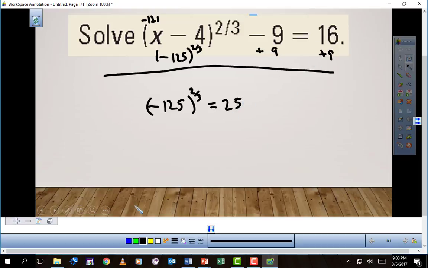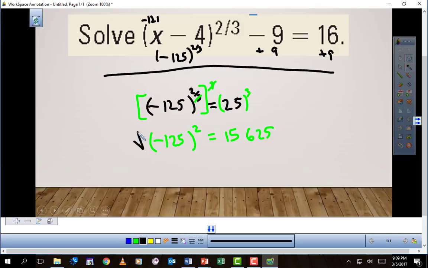And then remember what we're going to do here. We're going to have to cube things first. Okay, so we're going to cube this side and cube this side. And this cube would cancel off with that one, right? So we have negative 125 squared is equal to 25 cubed. We'd have 15,625.